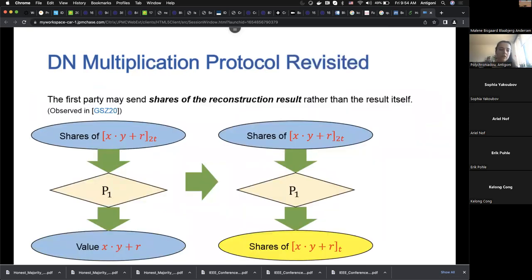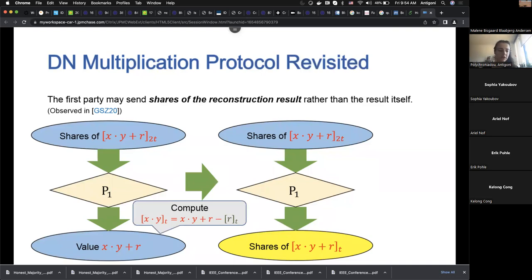Okay, so here there are first two observations. The first is that instead of the king sending the value in the clear, he can actually send shares of those values. We're going to do this modification first, which is very useful, and that was observed first in the work of Goyal.